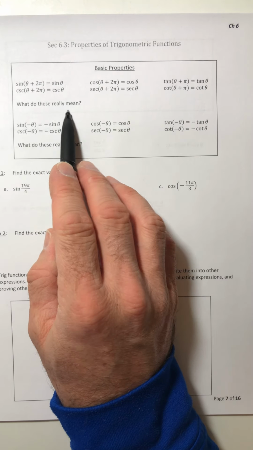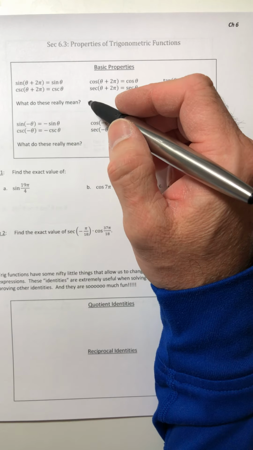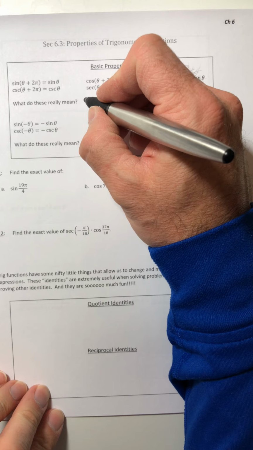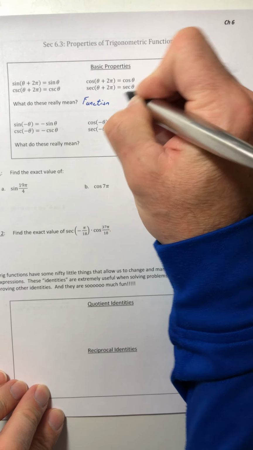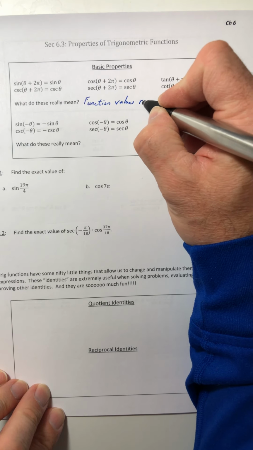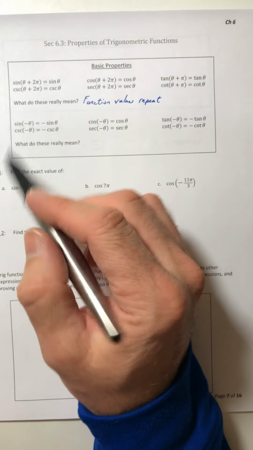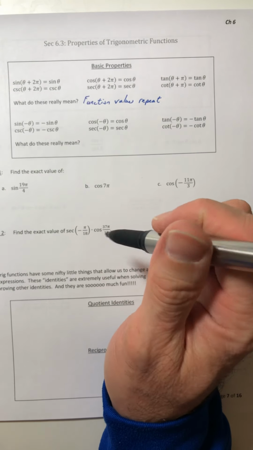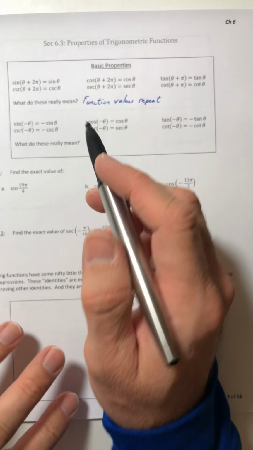So what on earth do those really mean? Well, it just means that the function values repeat. So you don't get completely new trig functions. They start to kind of cycle over each other.